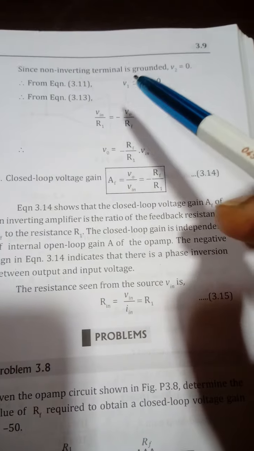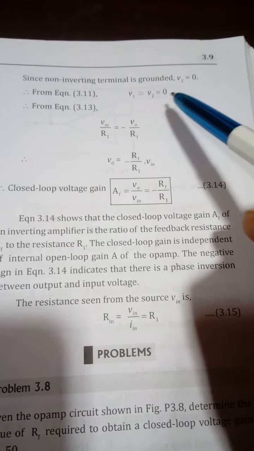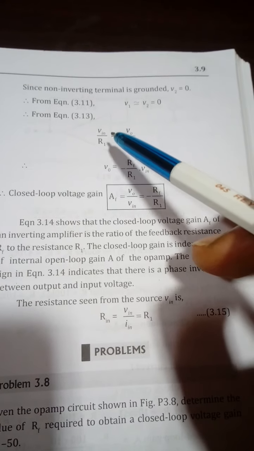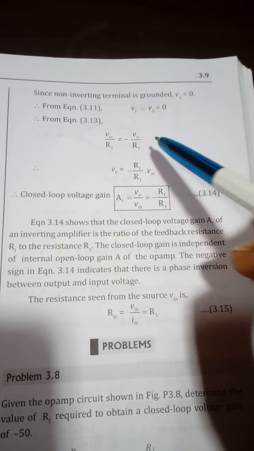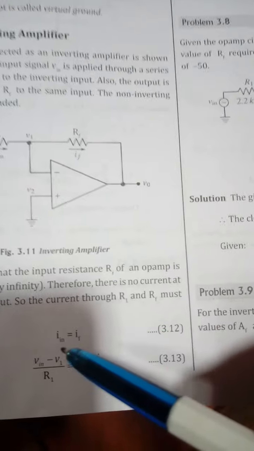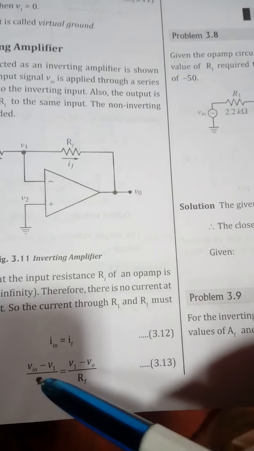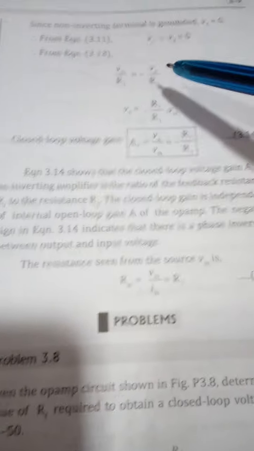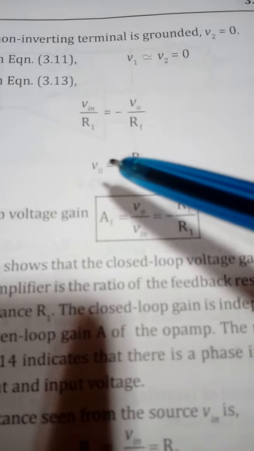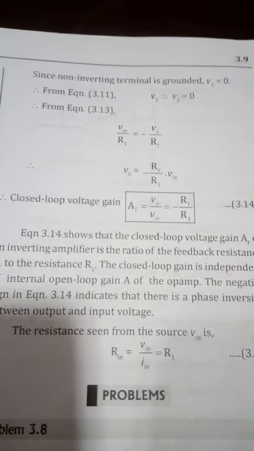From the previous equations you have V1 approximately equal to V2, which equals 0. If you substitute in equation 1, you get Vin by R1 is equal to minus V0 by Rf, because this factor becomes 0 and that factor becomes 0. If you cross multiply, you get V0 is equal to minus Rf by R1 into Vin.